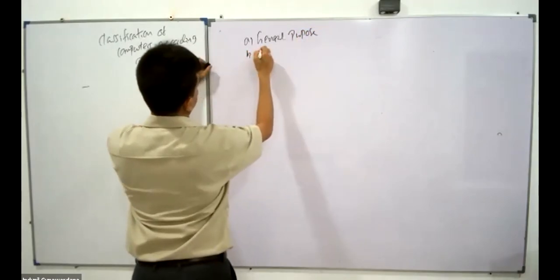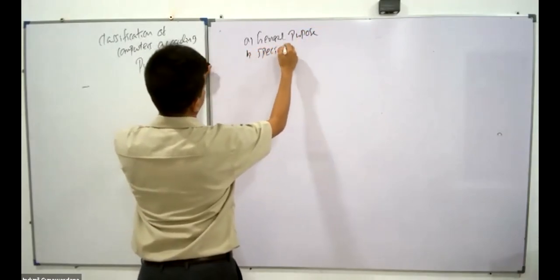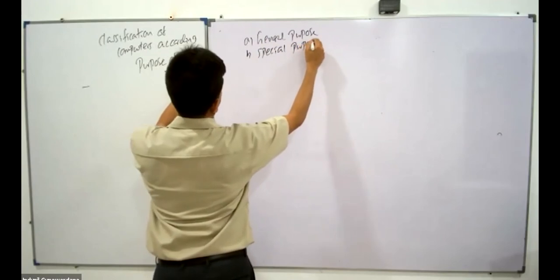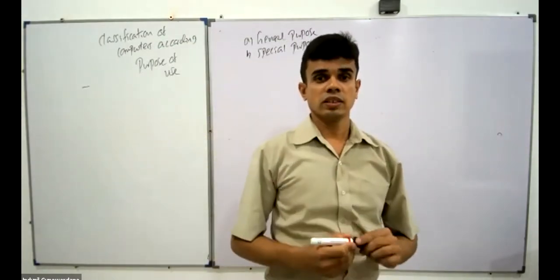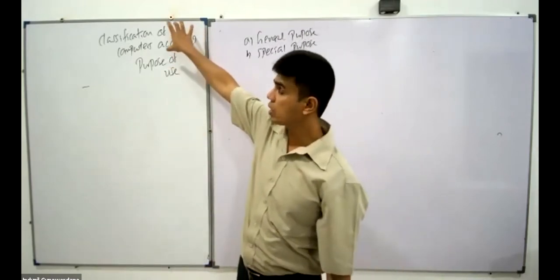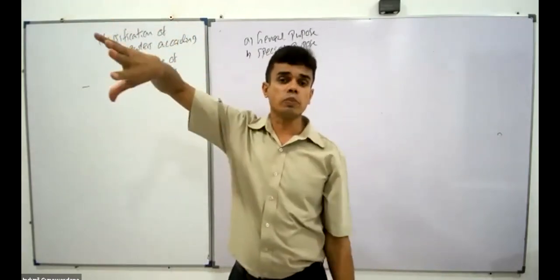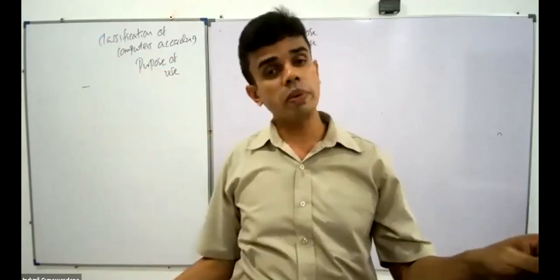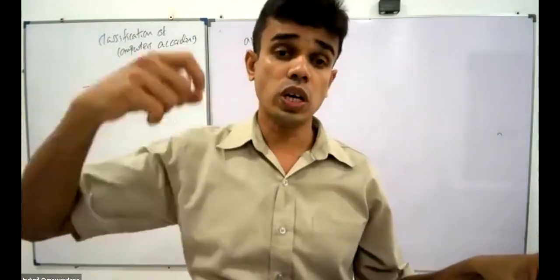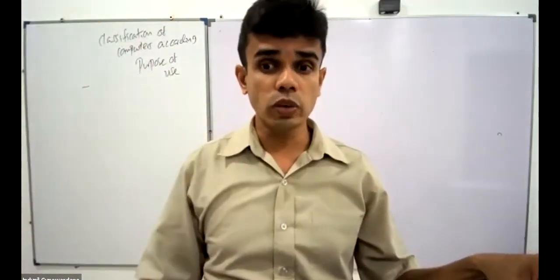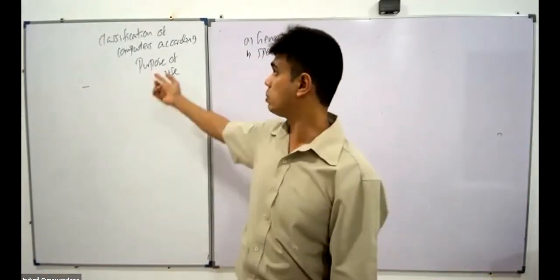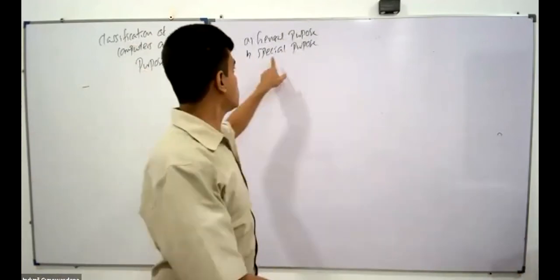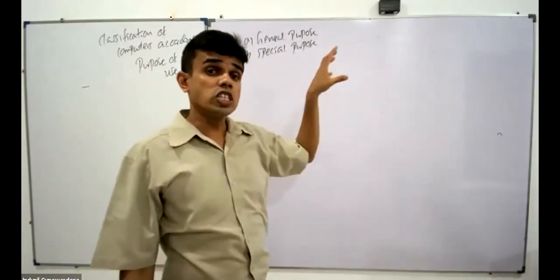General purpose, next one, special purpose. What are those? Purpose name. I am using that computer for general purpose. Generally, I can use that for many other works: to draw, to conduct meetings, to prepare documents. So generally, it is used in many different situations. That's general purpose. Special purpose means that machine is used for specific work.